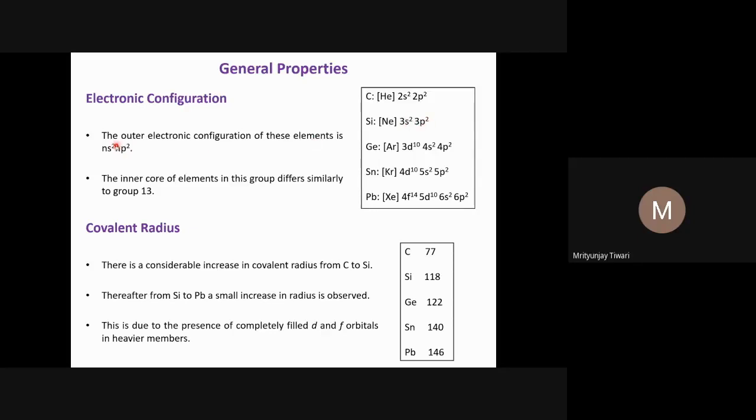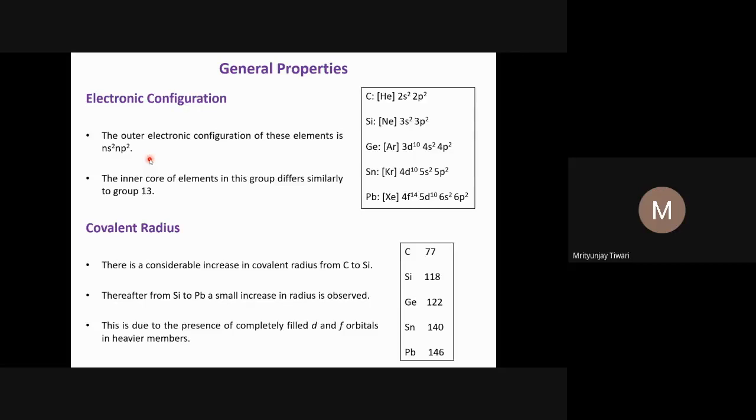So from the electronic configuration one can find the total number of electrons in the valence shell as 4, 2 electrons in the s orbital and 2 electrons in the p orbitals. Since the total number of valence electrons is 4, the group 14 elements can show a maximum oxidation state up to +4. And the lowest oxidation state these elements can show is 4 minus 8, that is -4.